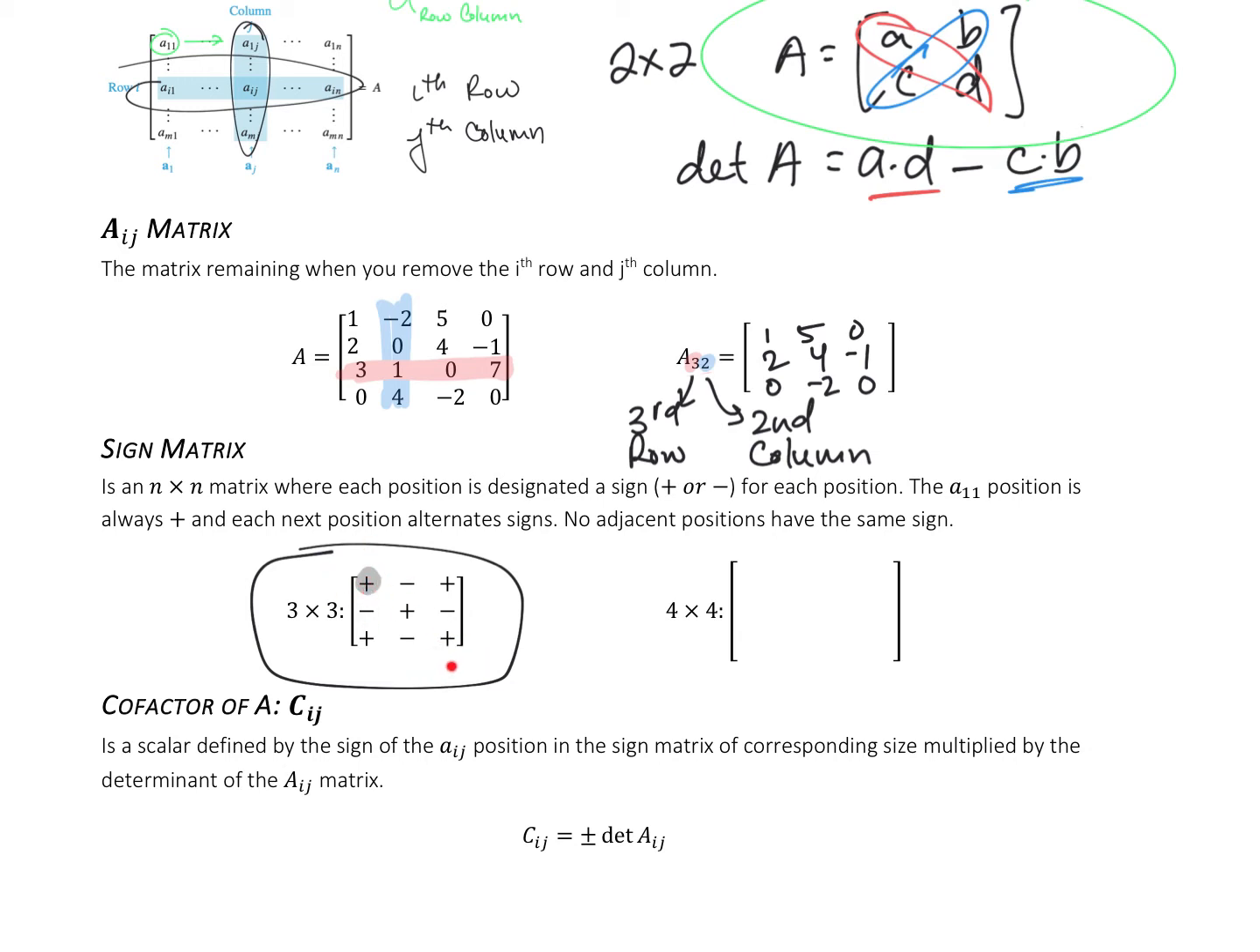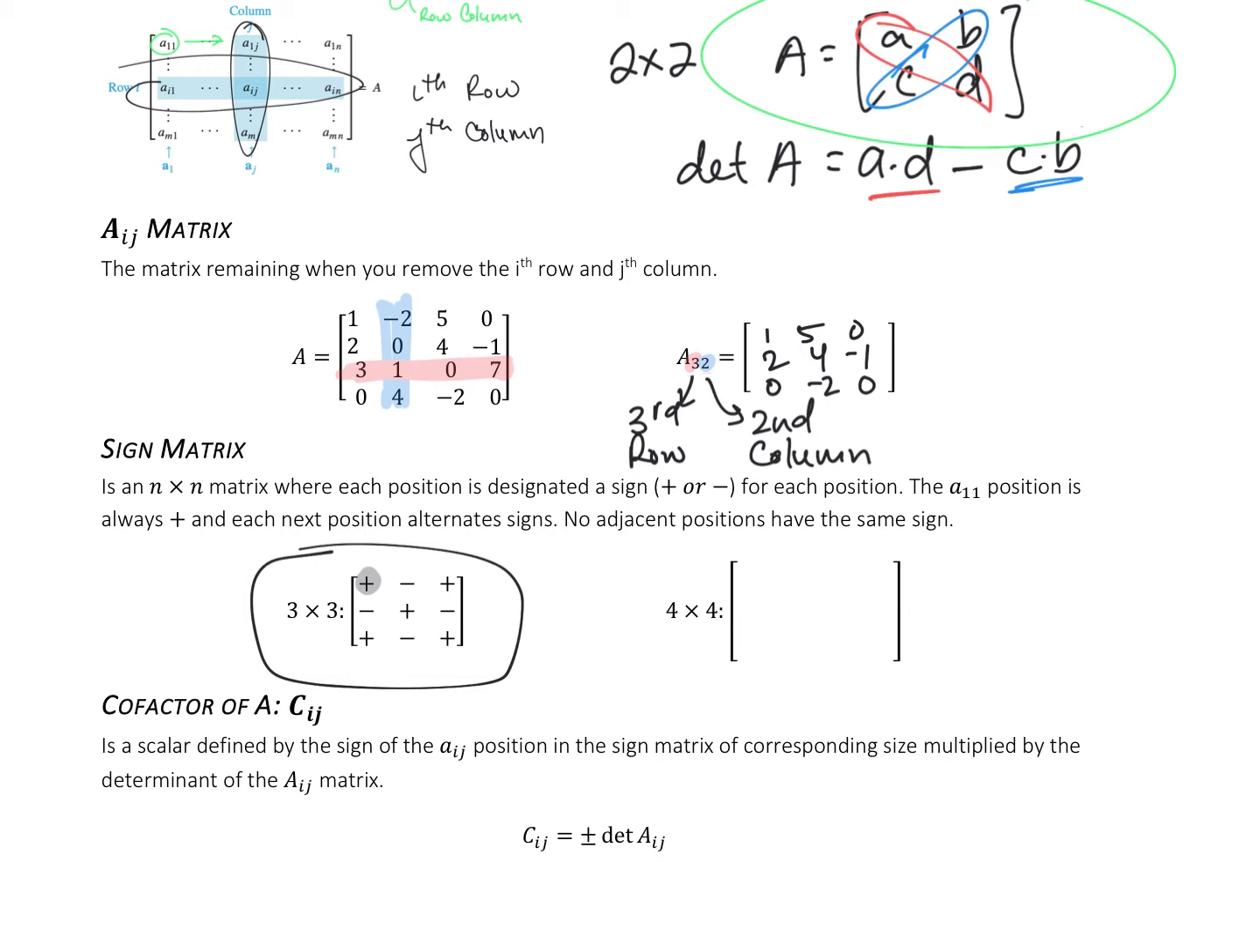We're not talking about diagonally, that doesn't make a difference. But just up and down, left and right are our adjacent positions. So you'll see I have a positive always in this position, and then I'm going to go negative, positive, and then because this one's a positive, the one below it needs to be a negative, and then we'll alternate and so on and so forth.